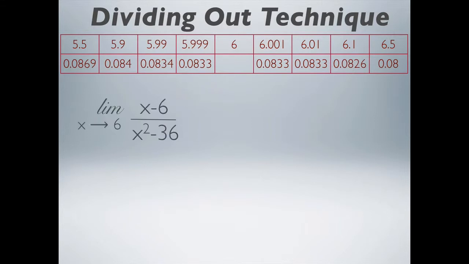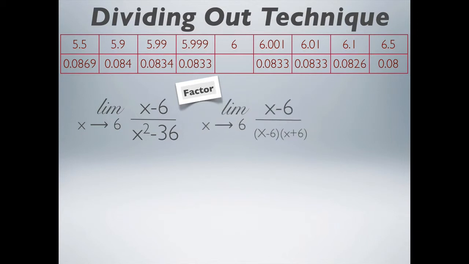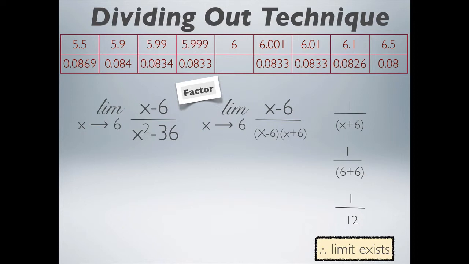We can use the factoring method to prove that this limit of a function exists by factoring the denominator, simplifying, and plugging in 6 to the function. We know that the limit of x minus 6 all over x squared minus 36 as x approaches 6 is 1 over 12, or 0.0833. Therefore, the limit exists.